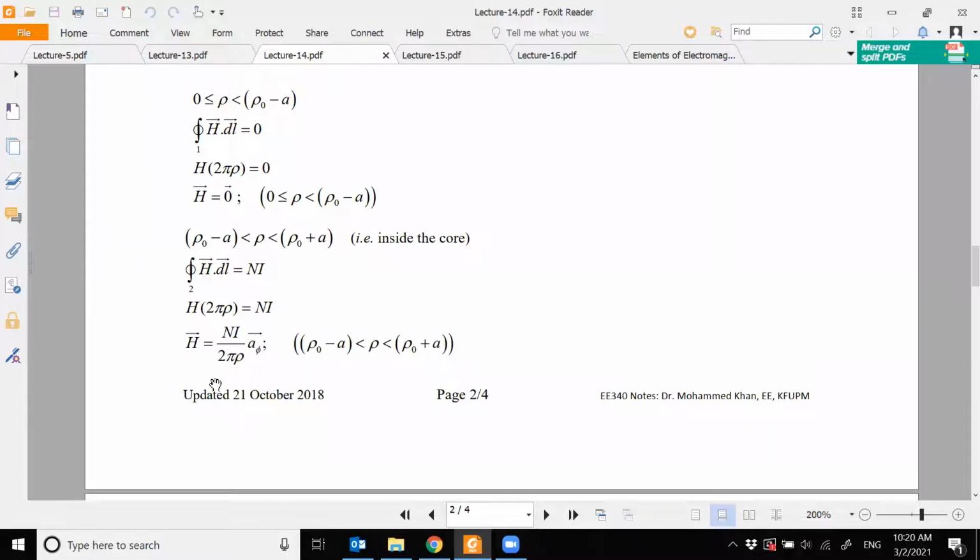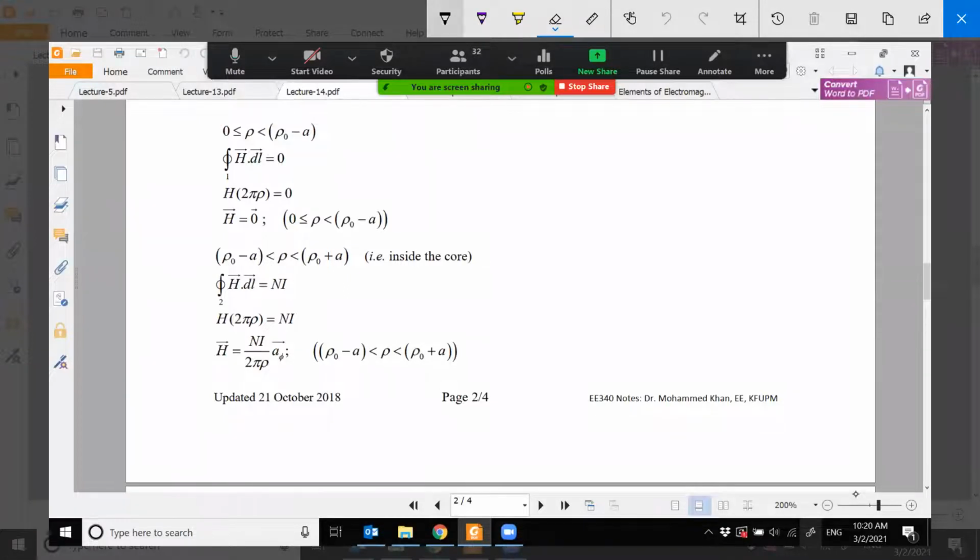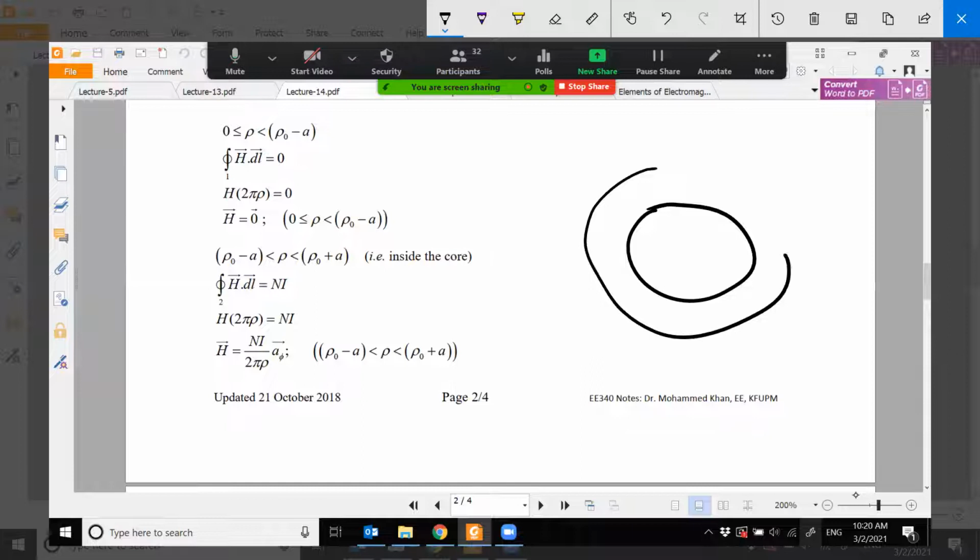Now what about my magnetic field in the core? If you see here, what is the magnetic field in the core? So now I'm here. This is my center. And now my rho is between rho 0 minus a and rho 0 plus a. So if this is my rho 0, then what will be this one? This will be rho 0 minus a. And what will be this one? It will be rho 0 plus a.